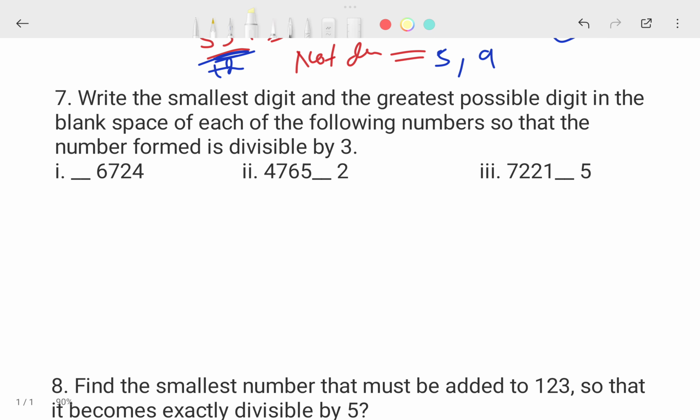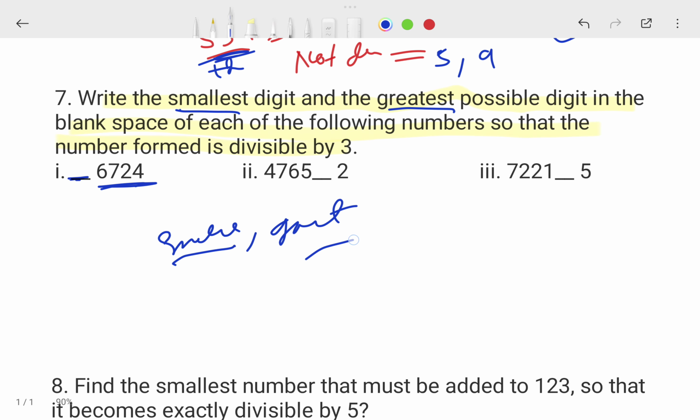Okay, so what this question is telling: write the smallest digit and the greatest possible digit in the blank space of the following numbers, so that the number formed is divisible by 3. You have to write two digits in this blank space. First the smallest digit, and second the greatest digit. One is smaller, one is greater.